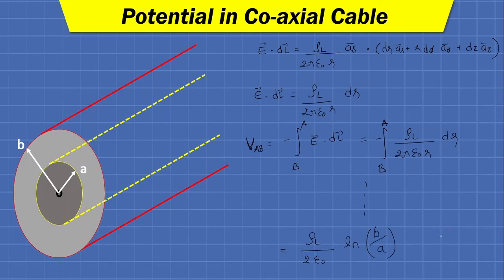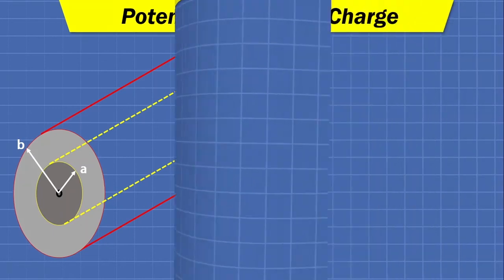This is how we can derive the potential difference between the surfaces of any coaxial cable, provided the length of the cable is very high compared to its radius, which is in general the practical case for any cable. The length will always be very high compared to its radius.